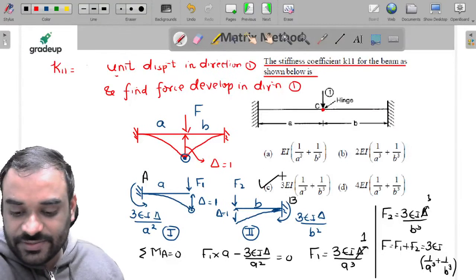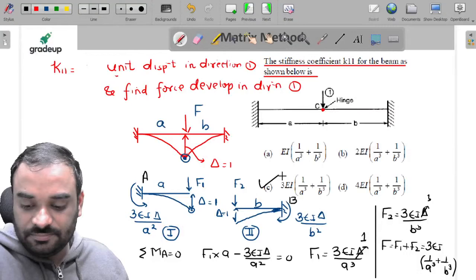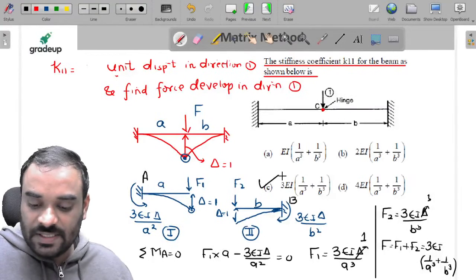C is the correct answer, guys. C is the correct answer.